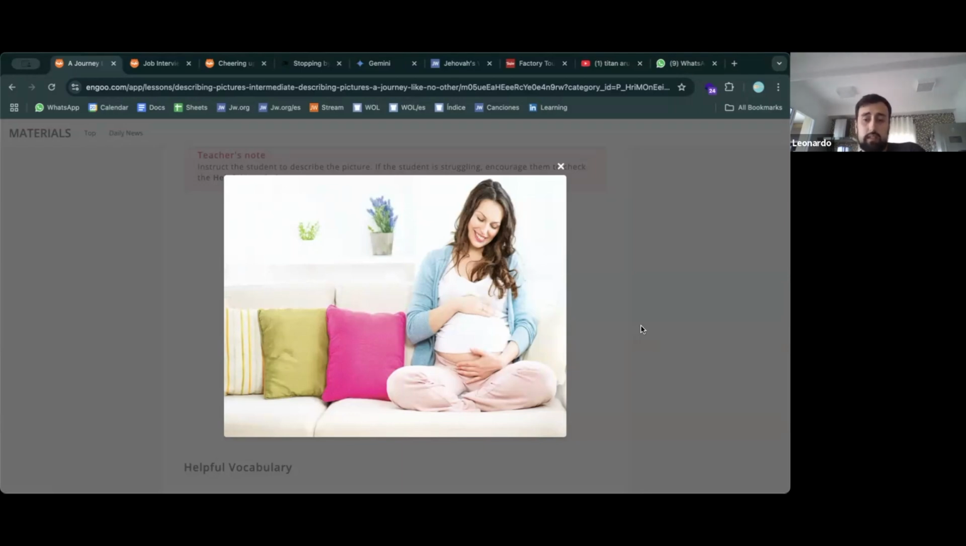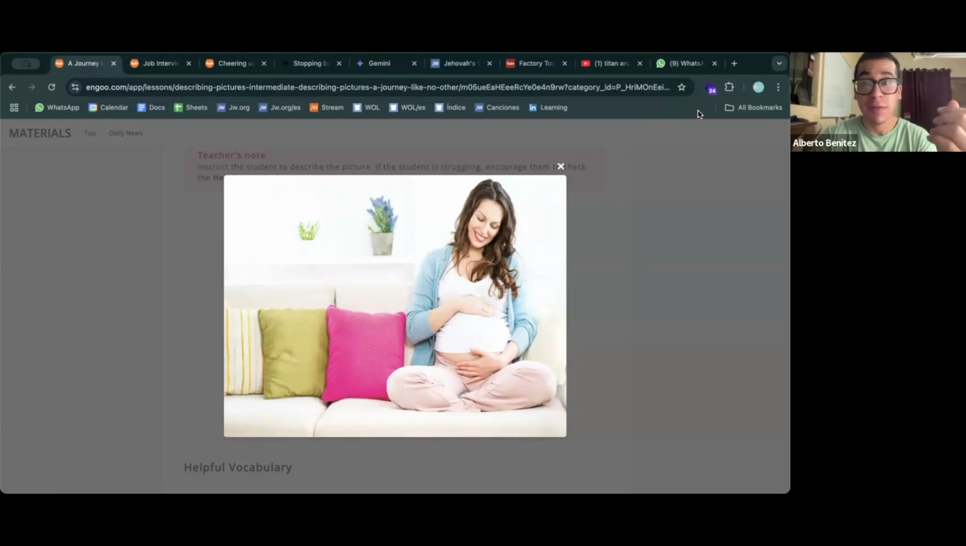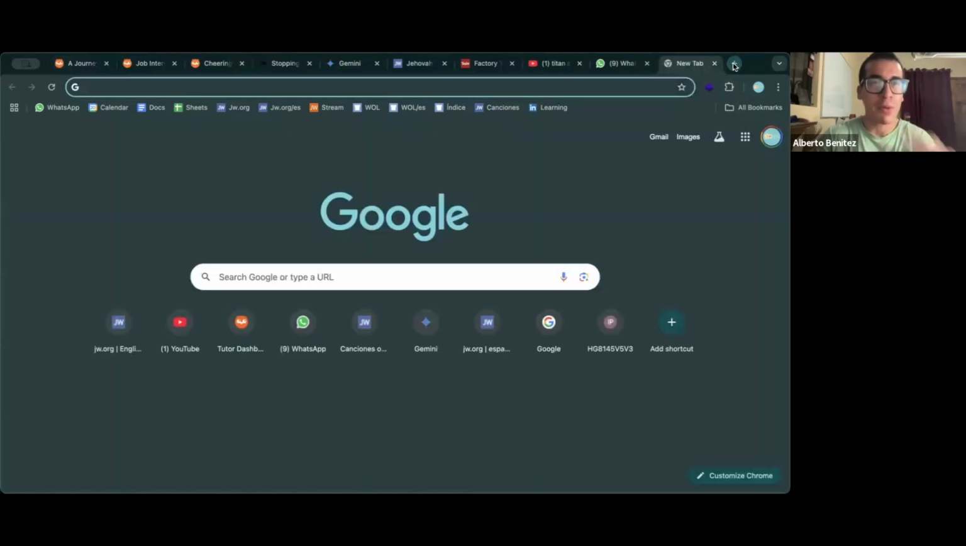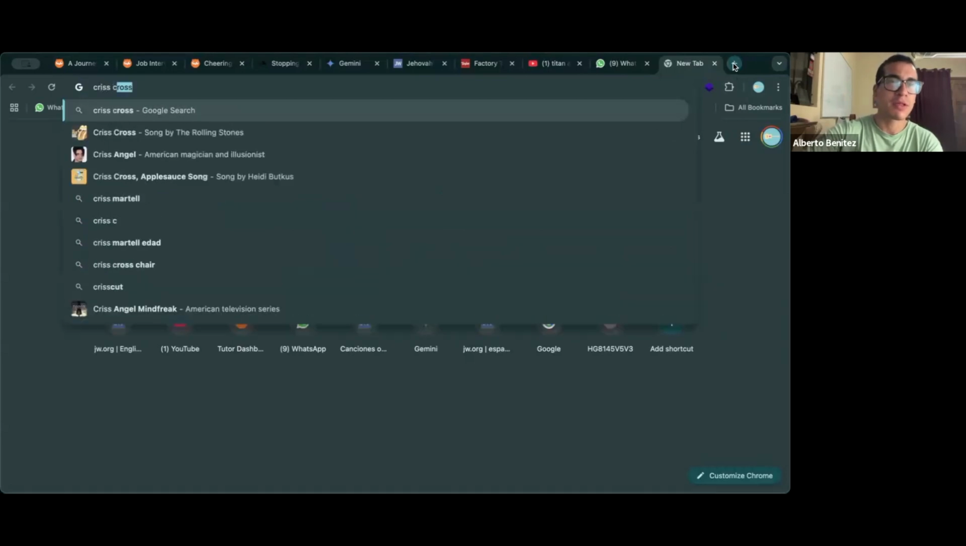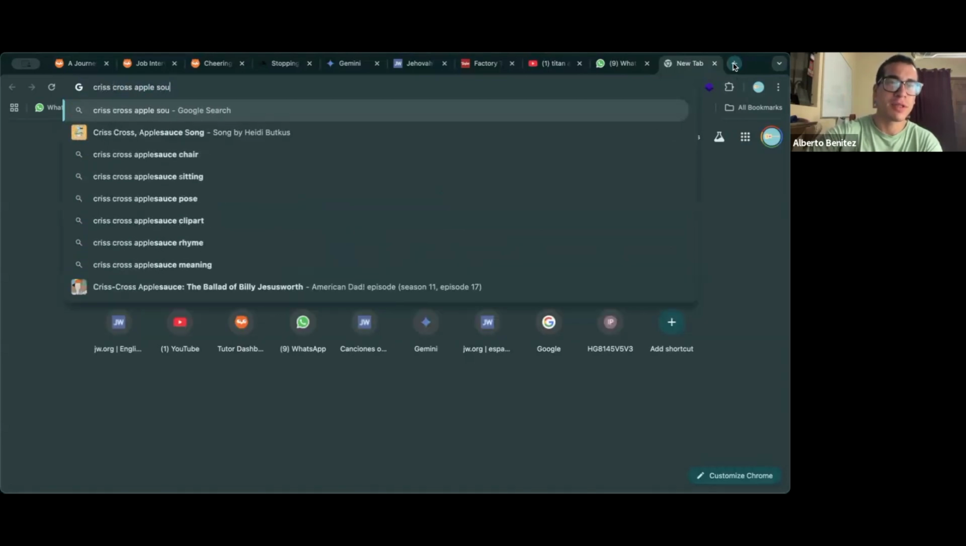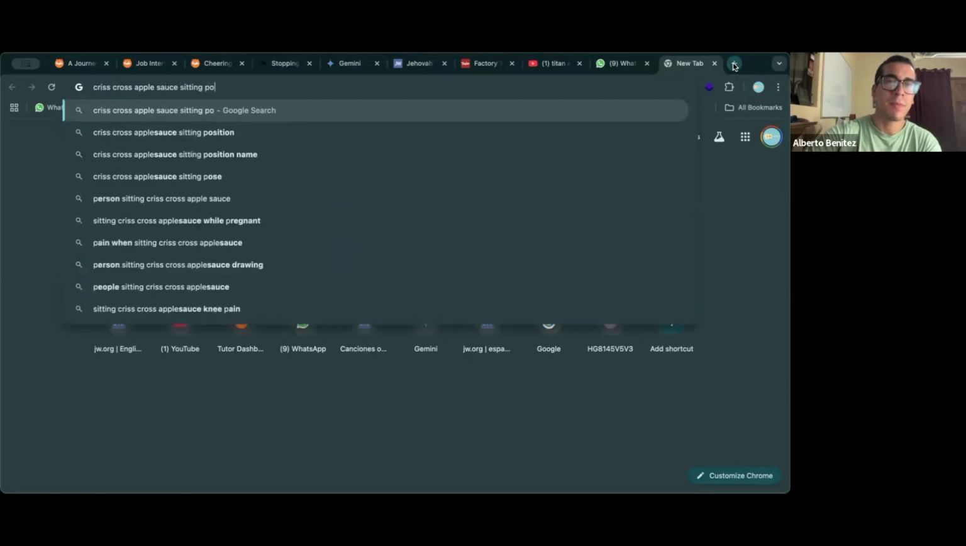She is sitting, how can I say that? A very kiddish way to say it is crisscross applesauce. That's what you learn in elementary school. They say sit in crisscross applesauce, and that's what it is. Honestly, if you're in the U.S., everyone will understand that. Crisscross applesauce sitting position.